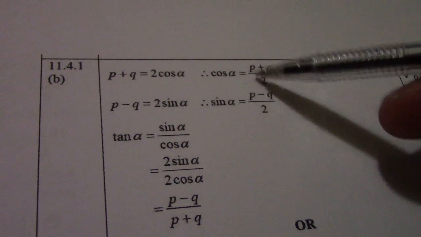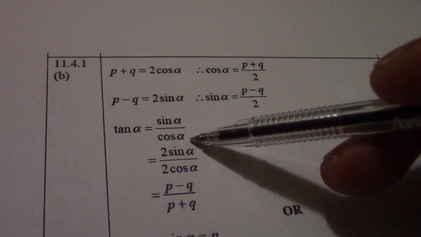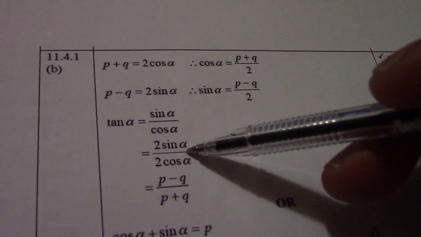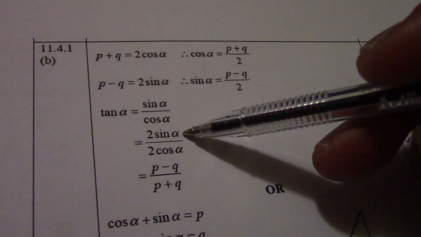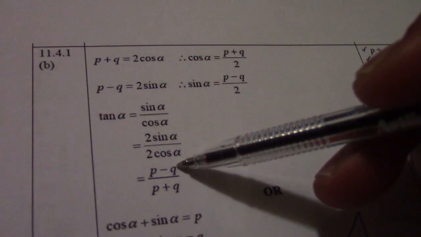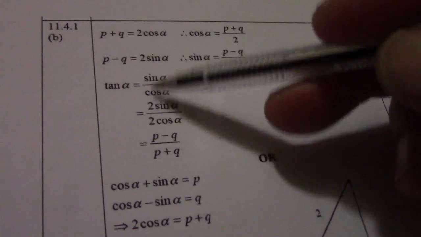And I can express it like that where I get rid of the 2. So tan alpha, sin alpha over cos alpha, can also be expressed as 2 sin alpha over 2 cos alpha. 2 and 2 cancel. So 2 sin alpha is P minus Q, and 2 cos alpha is P plus Q. So they have expressed tan alpha in terms of P and Q. Right?